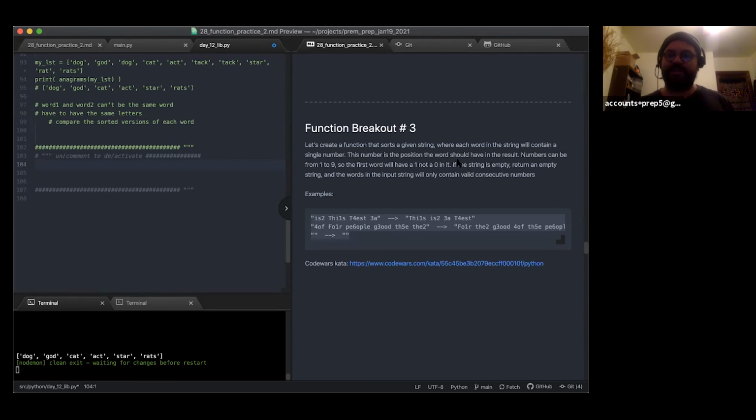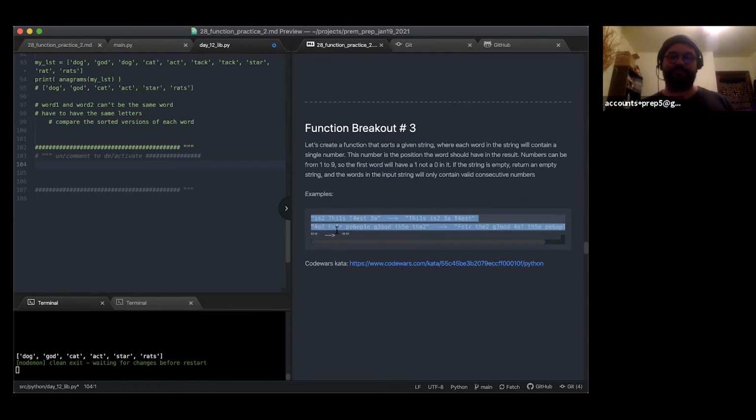So this number can be in any position in the word, and the word should have that position in the result. Okay. Numbers can be 1 through 9. So the first word will have a 1, not a 0 in it. And if the string is empty, return an empty string. The words in the input will contain only valid consecutive numbers.